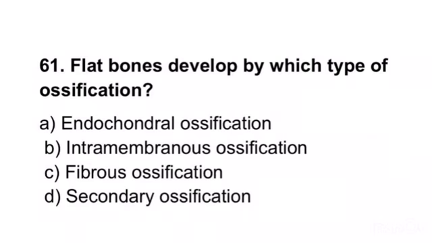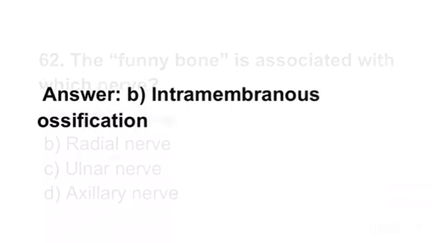61. Flat bones develop by which type of ossification? A. Endochondral ossification. B. Intramembranous ossification. C. Fibrous ossification. D. Secondary ossification. Answer, B. Intramembranous ossification.